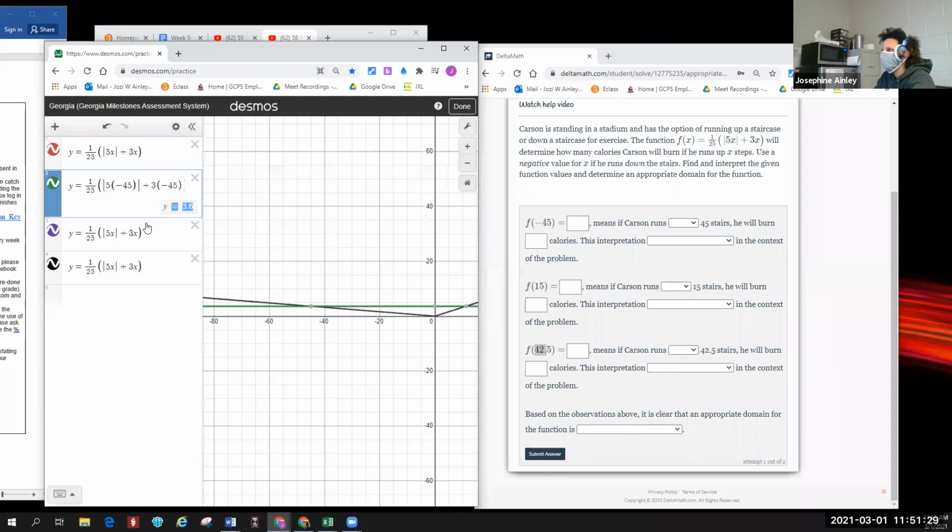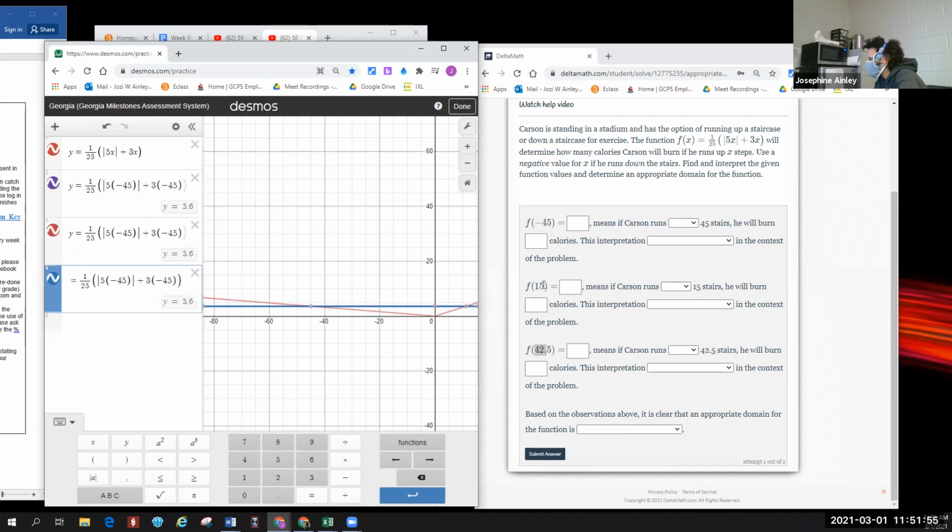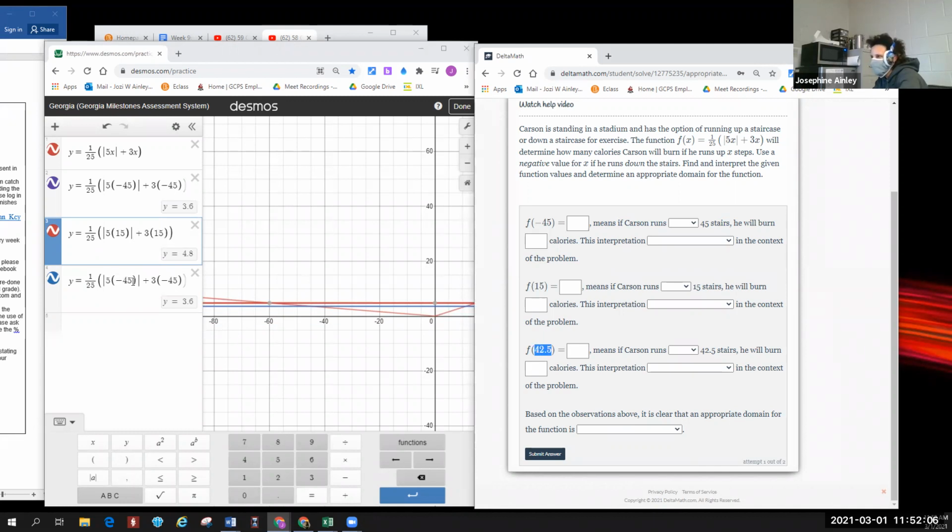All right, so Y is equal to 3.6. I'll do the same thing. Actually, I will copy and paste. Where I see X, open and close parentheses, negative 45. And what I'm going to do is copy this so that I don't have to write it. It'll already be here. So 3 times. And now I'm going to change the negative 45 to positive 15, just basically where the X is. And on the last one, I'm going to change it to positive 42.5.